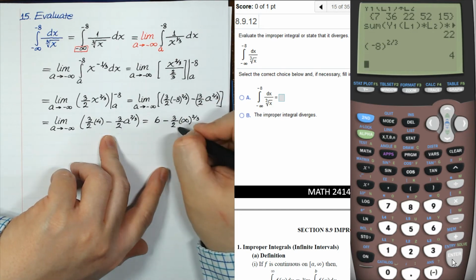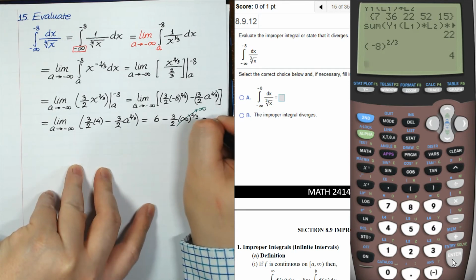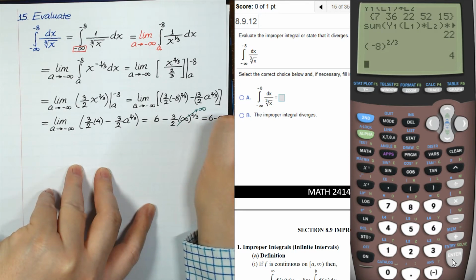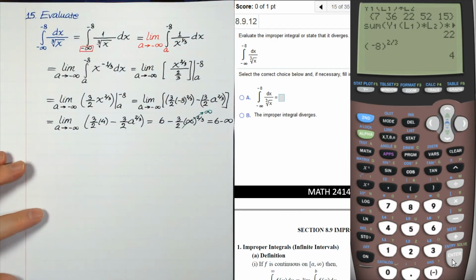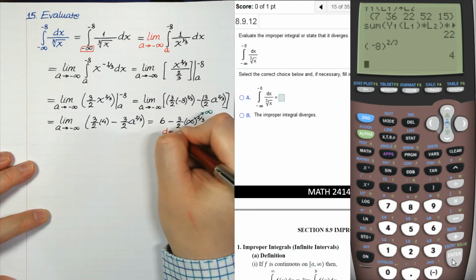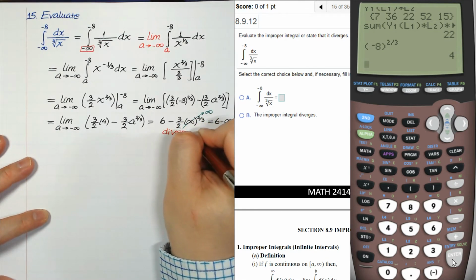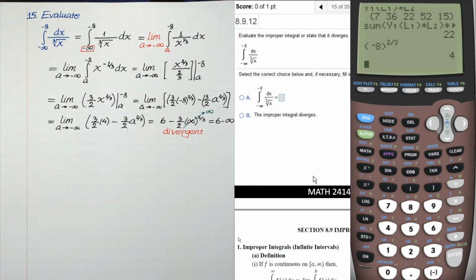infinity to the 2/3 is still infinity. So in this problem we have 6 minus infinity. So it's not going to be any finite number. Because of that, for this problem we say the limit does not exist, or we say it is divergent, or the integral diverges.